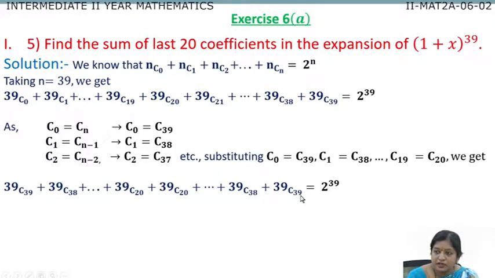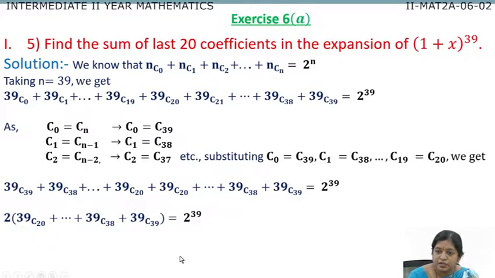Now you can observe that 39C39 is in the beginning and also at the ending. So there are two such terms. Likewise 39C38 also appears twice, that is, in the expansion all terms appear twice. So if we take 2 common from everything and write, 2 into (39C20 plus so on up to 39C38 plus 39C39) is equal to 2 power 39.